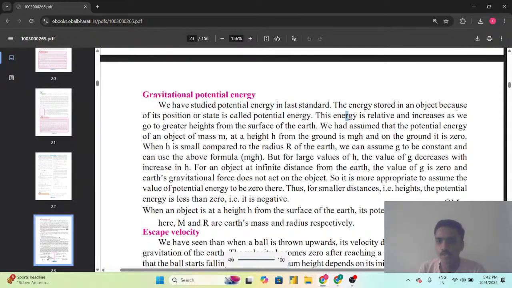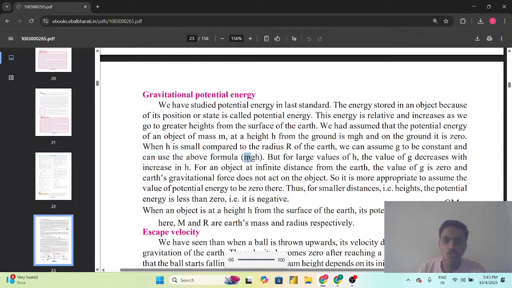The energy stored in an object because of its position or state is called potential energy. This energy is relative and increases as we go to greater heights from the surface of the earth. We had assumed that the potential energy of an object of mass m at a height h from the ground is mgh and on the ground it is 0. So when h is small compared to the radius r of the earth, we can assume g to be constant and can use the formula mgh.